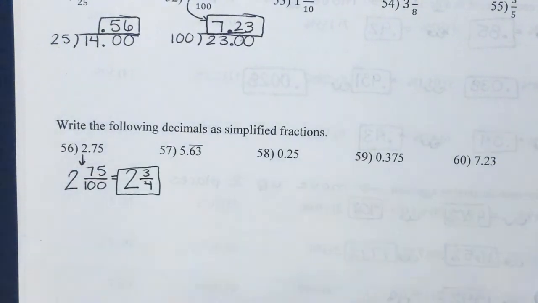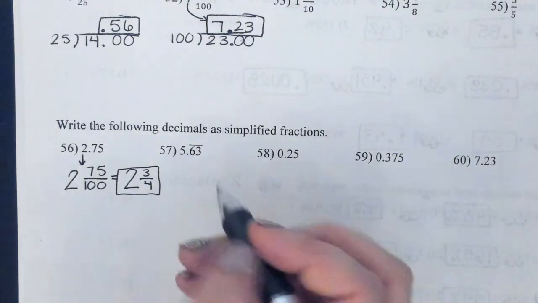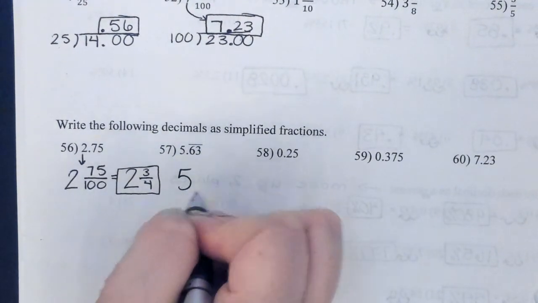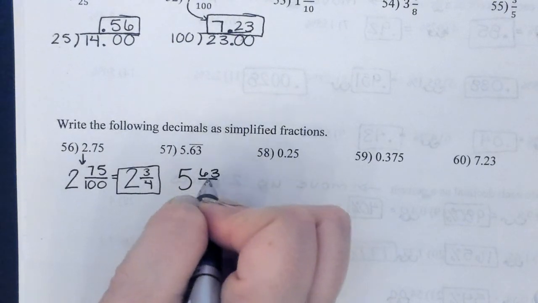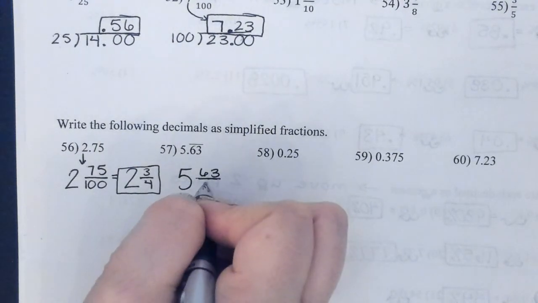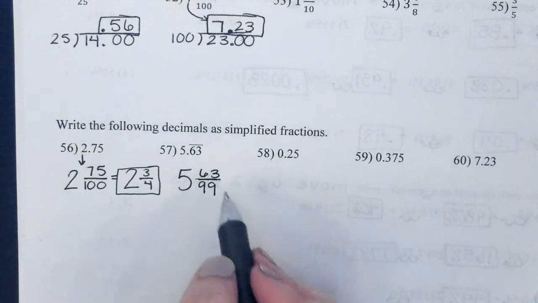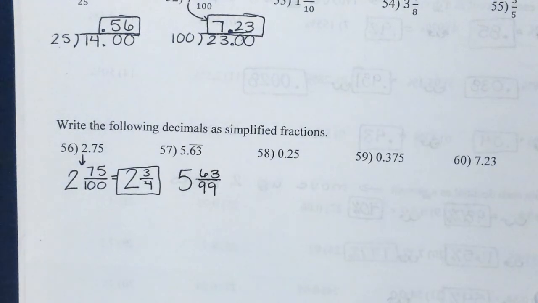Okay. Let's look at number 57. How would I set that fraction up? Keegan, you want to try again? Yeah. Okay, go for it. So 63 on the top over 99. And why did we use 9s this time? Because it's repeated. Because it has the repeating bar. Good job. Okay, can I simplify that?